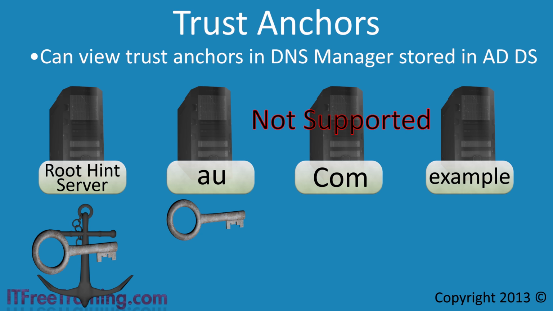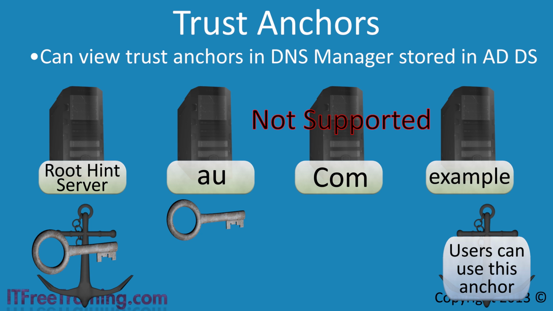When a client performs a DNS query, the client will want to confirm that data is accurate by checking the signature on the DNS data with the root hint server. Since the chain of trust is broken, this is not possible. To get around this, a new trust anchor is created. If the client trusts the new trust anchor, DNSSEC can be used from that point onwards.